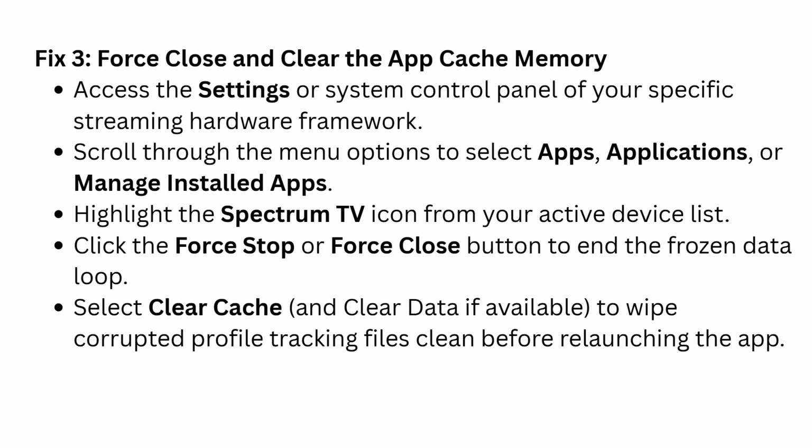Highlight the Spectrum TV icon from your active device list. Click the Force Stop or Force Close button to enter the frozen data loop. Select Clear Cache to wipe corrupted profile tracking files, then clean before relaunching the app.